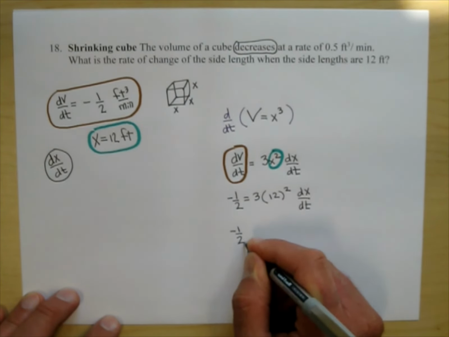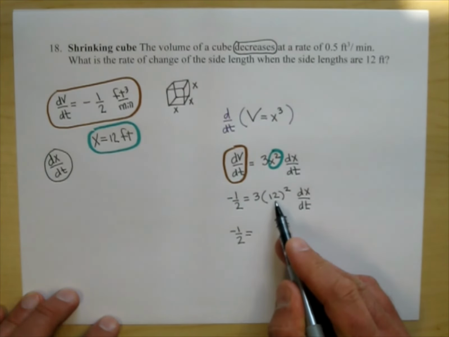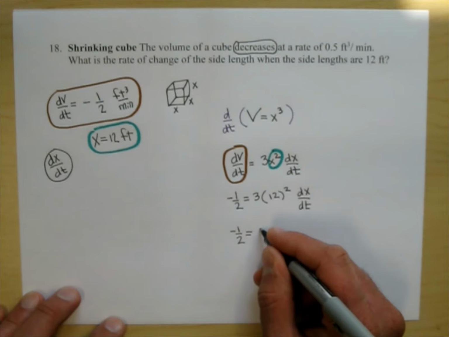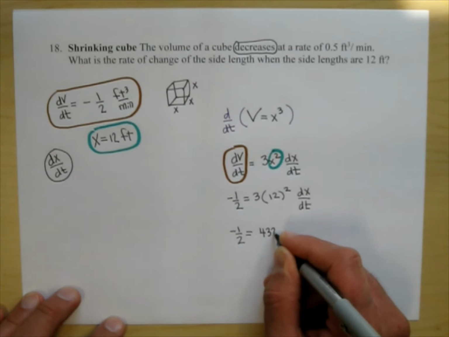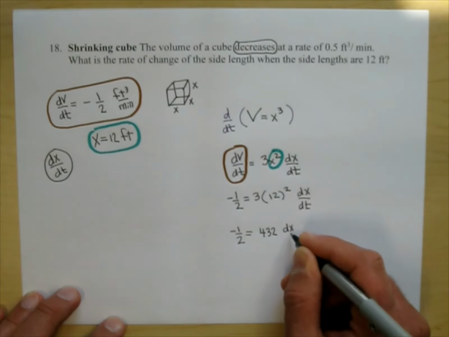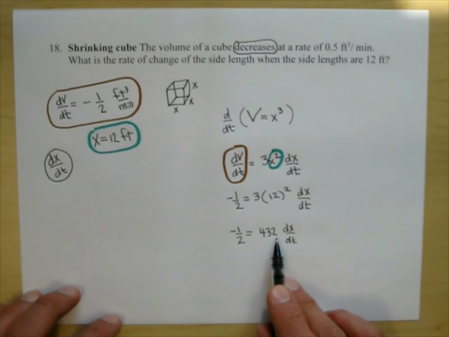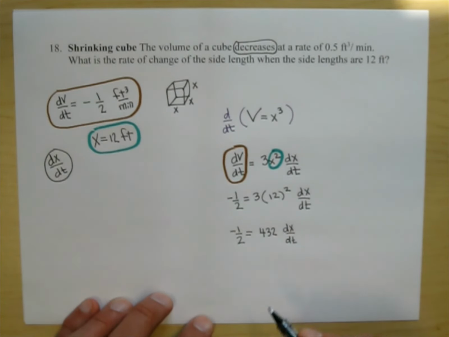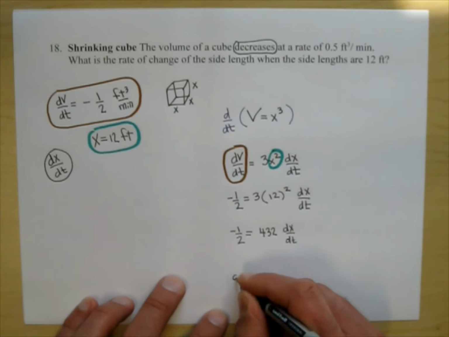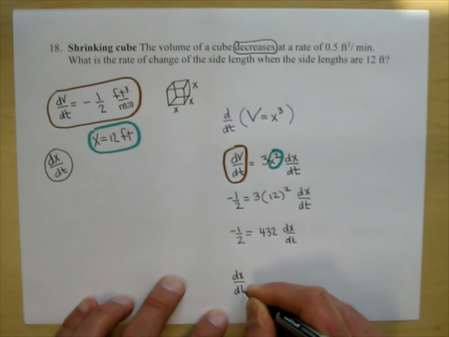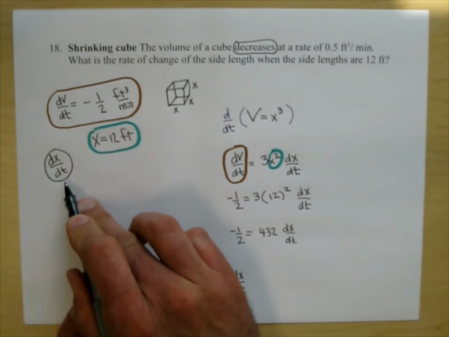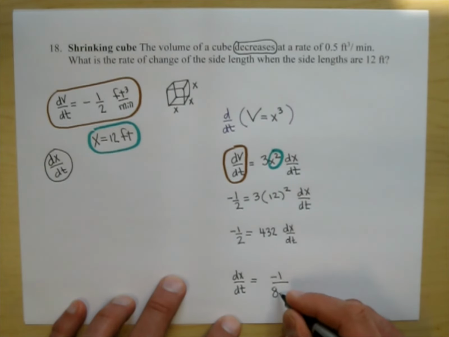Negative 1/2 equals 12 squared is 144. 144 times 3, I believe, is 432 dx dt. I'm going to divide both sides by 432. And so when I do that, I'm going to have to multiply that by 2, and it's still going to be negative. So my final answer here, dx dt, that's the one I'm looking for, is negative 1 over 864.